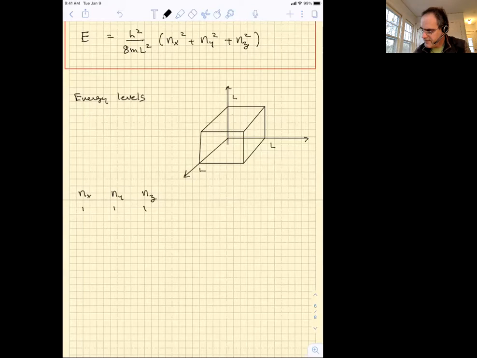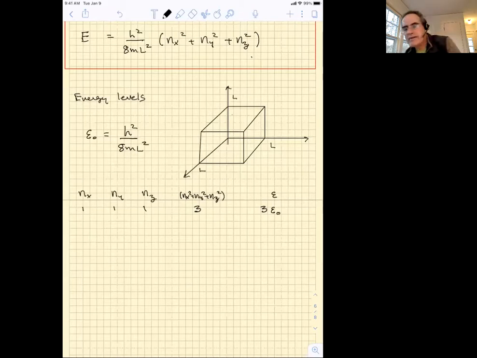Then the sum of the squares of these, which is what enters into the energy formula. What's that? Well, of course, it's just 3, right? And so then we can figure out the energy here. The energy will be 3 times E naught, where E naught will be, in this case, h squared divided by 8mL squared. Okay? So now we've written down the energy of the lowest state for a particle in a 3-dimensional box.